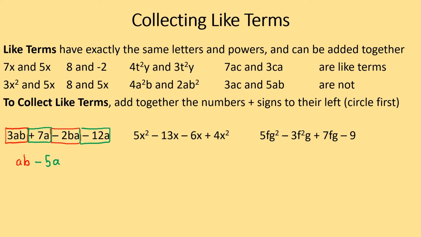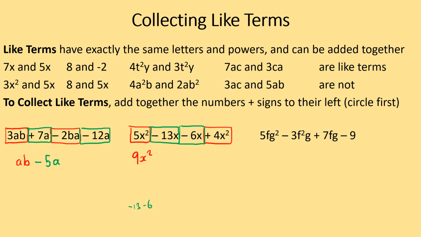What about the next one? Well, we've got 5x squared plus 4x squared. 5 plus 4 is 9, so we've got 9x squared. And notice we can't add the x's to that because they don't have the power. Then we've got minus 13x minus 6x. So the sum we need to do is minus 13 minus 6.